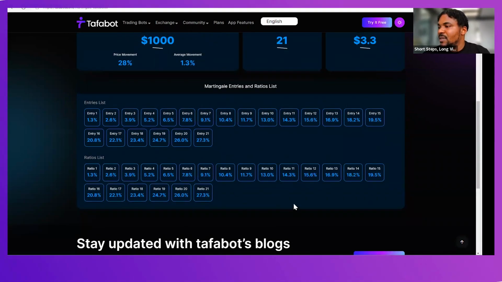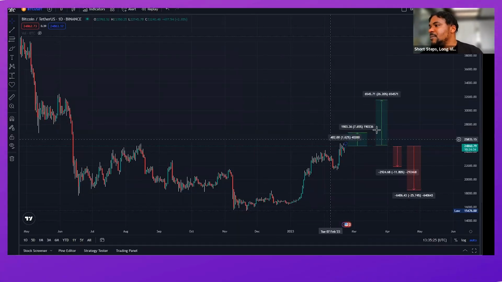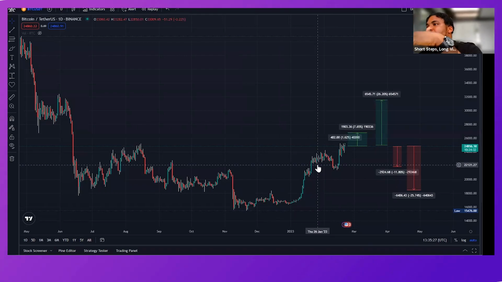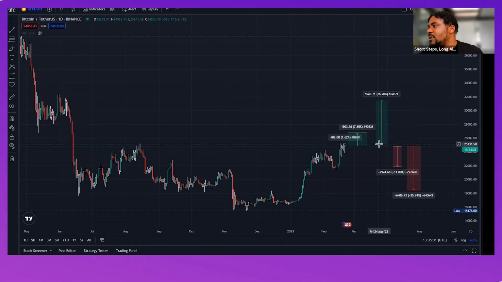So there we have our BTC setup done. Tomorrow we're going to review how far and how well this is doing. And we created the setup at this point. So let's look through all the markets that we can deal with.